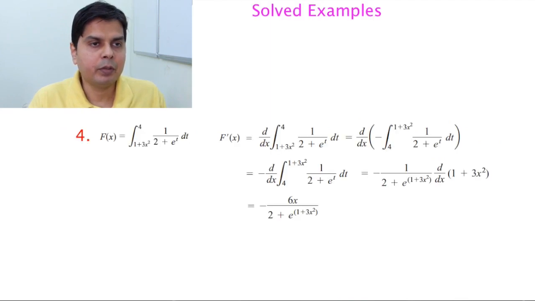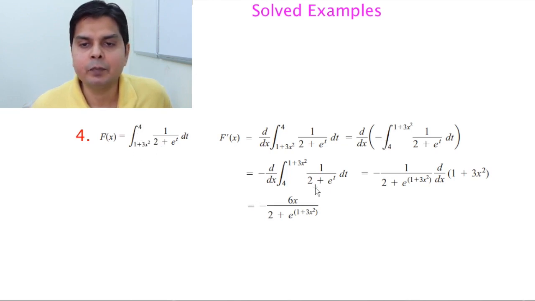Let's see the fourth example. In this again the function is somewhat different. f(x) is the integration from 1 plus 3x square to 4. So first of all I will interchange the limits, so I will get a minus sign. After that, this is my upper limit, so I will have to differentiate using the chain rule. This will become minus 1 by 2 plus e to the power, instead of t, I will write the whole thing, 1 plus 3x square. Now I differentiate 1 plus 3x square, and I get 6x. So the answer will be minus 6x divided by 2 plus e to the power 1 plus 3x square.